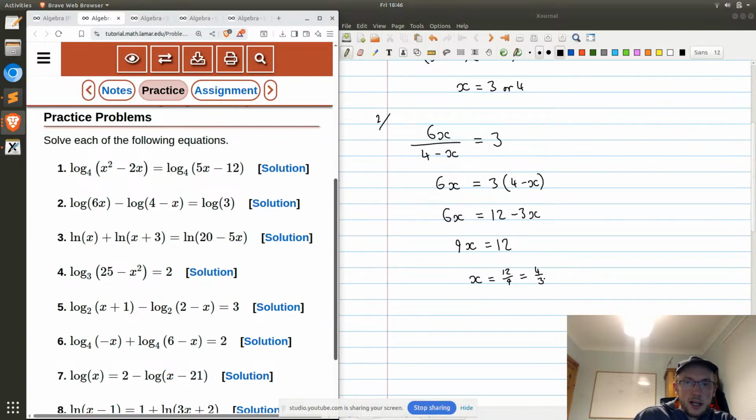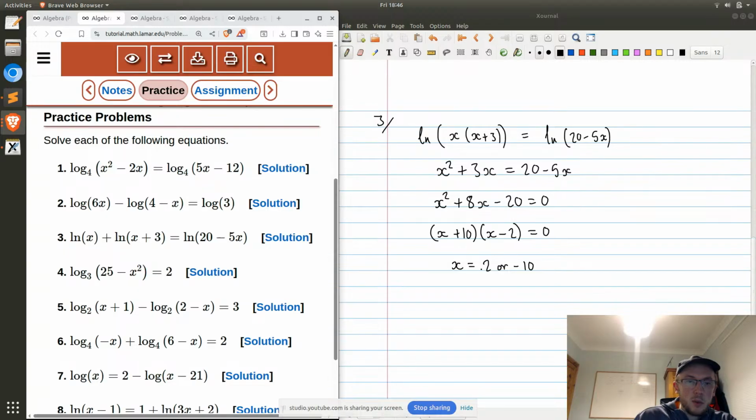So we think that x is 4 over 3. Does that work? It seems to be just fine for the first one. What about the next one? Well, 4 minus 4 over 3 is 4 take 1 1/3, which is 2 2/3, which is fine. So that's all good. But the next one is where we have to take extra special care, because look at this. 2 works just fine. What about negative 10? No, it does not, because you cannot have the natural logarithm of negative 10. This is impermissible. So this is a fake solution.